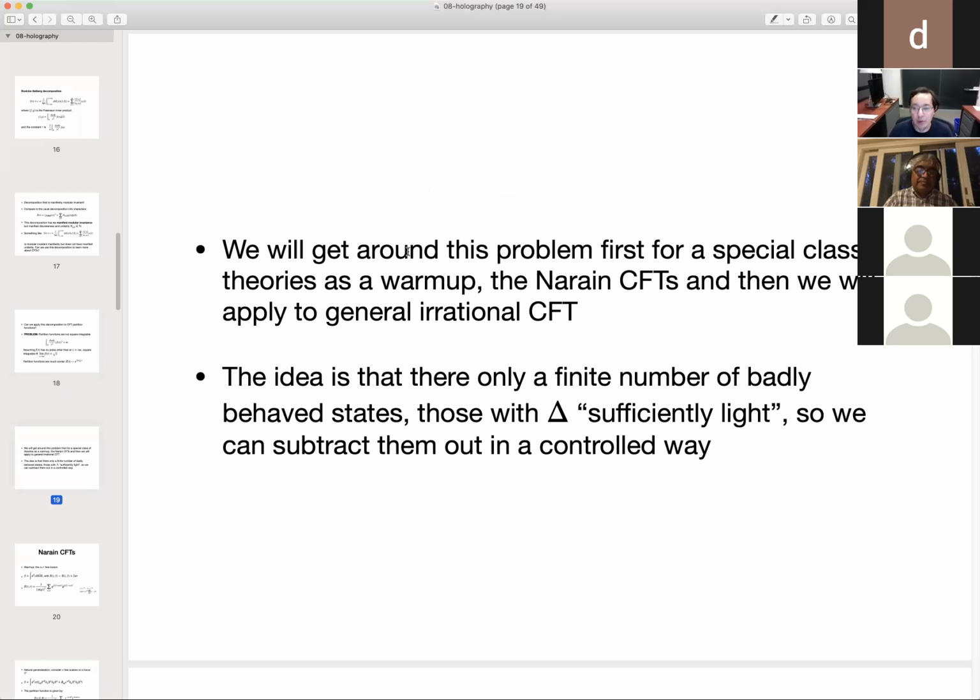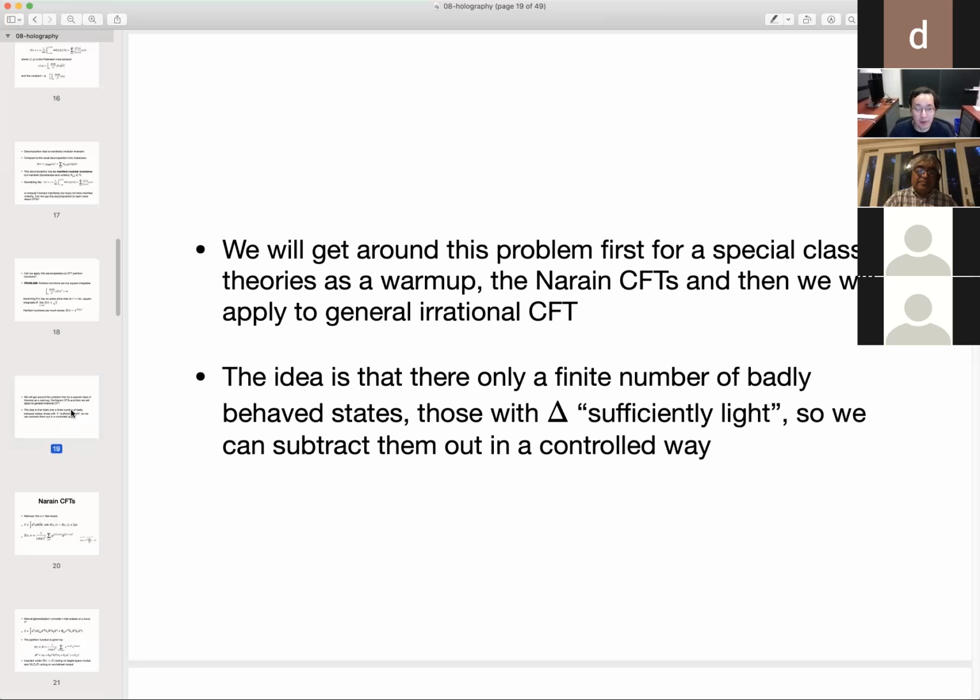We're going to get around this problem first for a special class of theories as a warm-up, which are these free boson Narain conformal field theories, and then we'll discuss it with general irrational CFT. By irrational, I mean truly irrational, meaning let's say a finite twist gap. The basic idea of how we're going to get around the problem is the following. There are only a finite number of badly behaved states, which are the states that are quote unquote sufficiently light. These light operators are the ones that give you this exponential divergence. So we're going to remove them in a modular invariant way. And once we remove them in a controlled way, then we're going to be able to do the spectral decomposition.